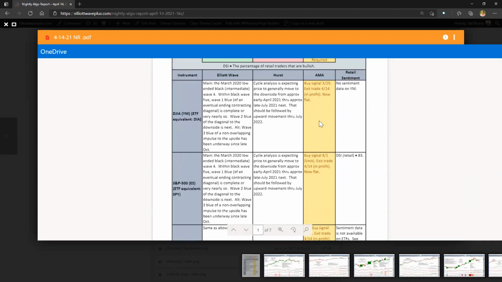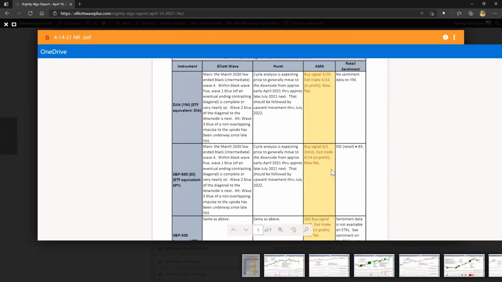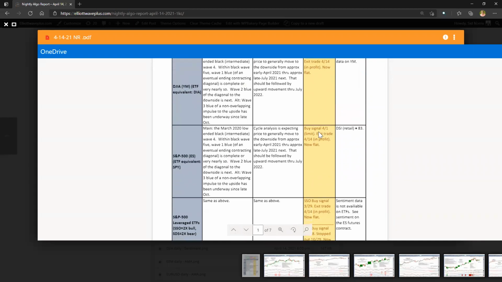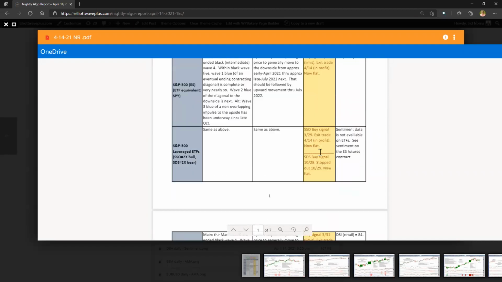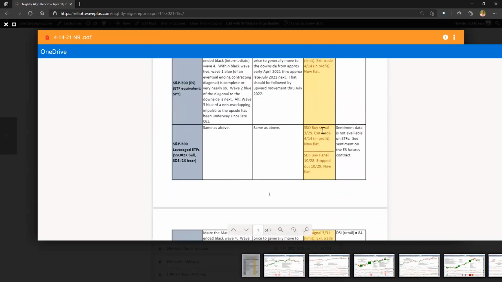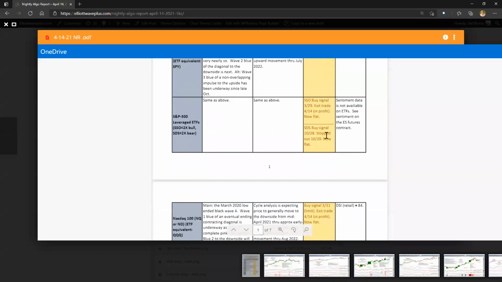And so anytime you see yellow, it's an action item for that night. The S&P, same thing, exit the trade. On the SSO, the 2 times bullish ETF on the S&P, tonight it said exit the trade, take profit. All of those were in profit.